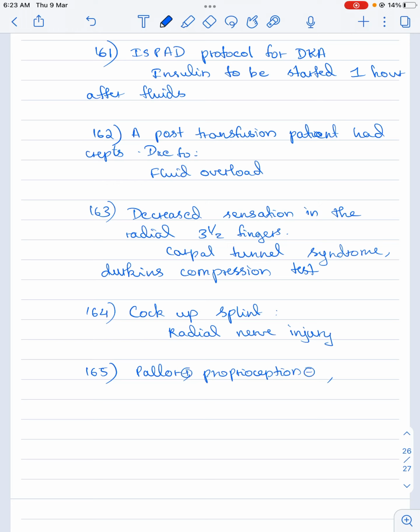There was a question which had mentioned about proprioception being affected. Pallor positive and stomatitis positive. It appears to be a case of subacute combined degeneration. Next question.